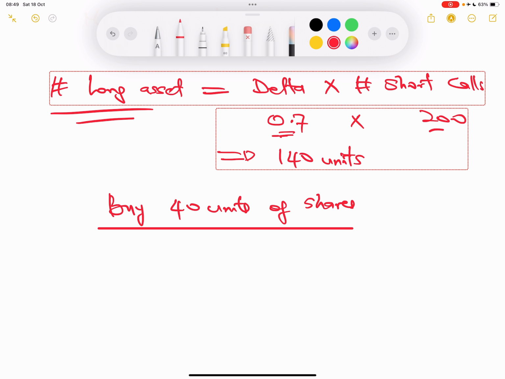So delta just helps you to prevent loss. Delta hedge helps you to prevent loss. But delta gives the information you need to be able to construct the delta hedge. And that is it with delta.